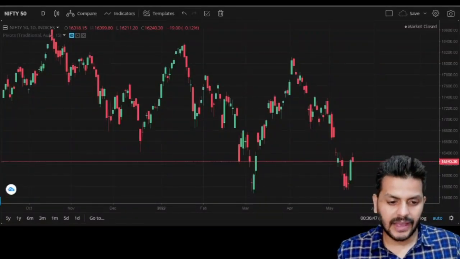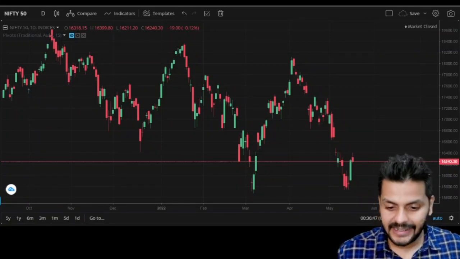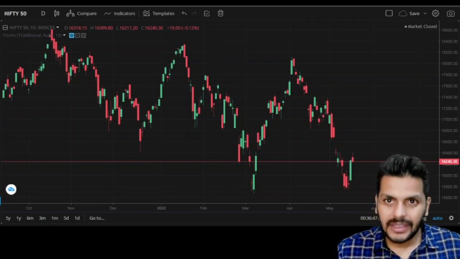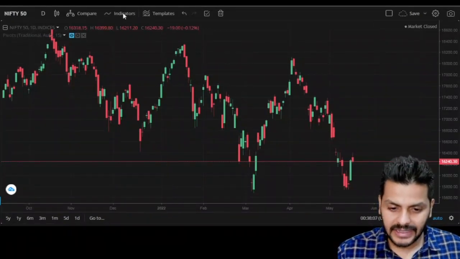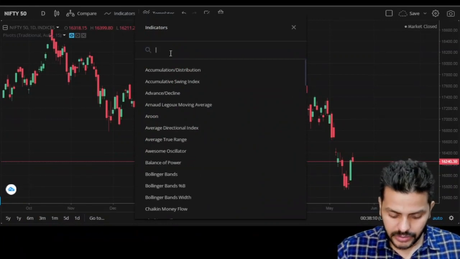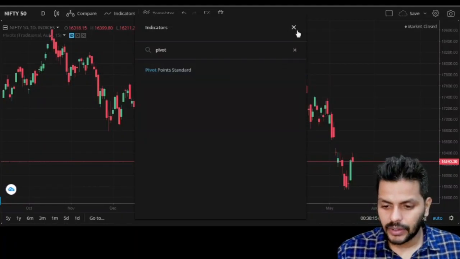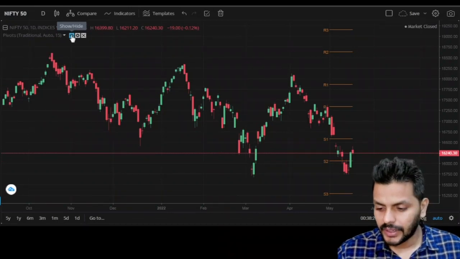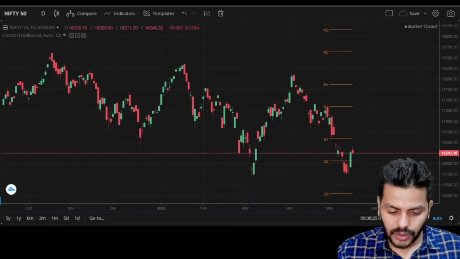So here we have a Nifty 50 chart, and this is the Nifty's chart on a daily time frame. You can do this on TradingView. The very easy thing to do is to apply pivot points. All you need to do is go to this particular tab right here, which is called indicators, and here you just type in pivot, so you get the Pivot Points Standard. Once you click on Pivot Points Standard, you will be able to see the pivot levels. Now, as you can see here, these are the pivot levels for the Nifty.